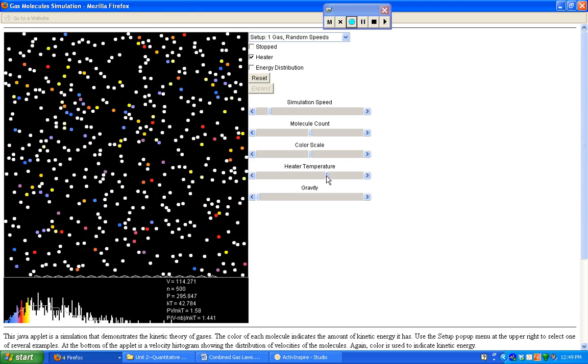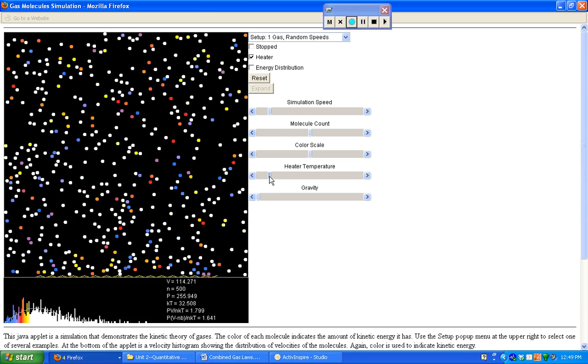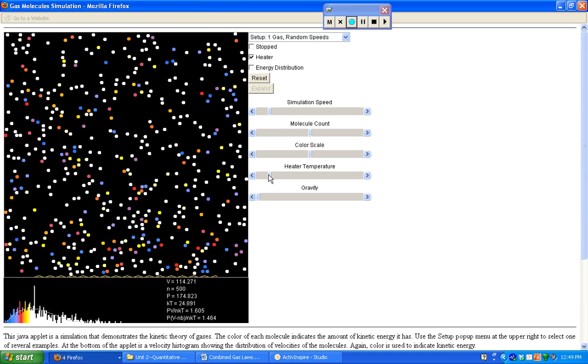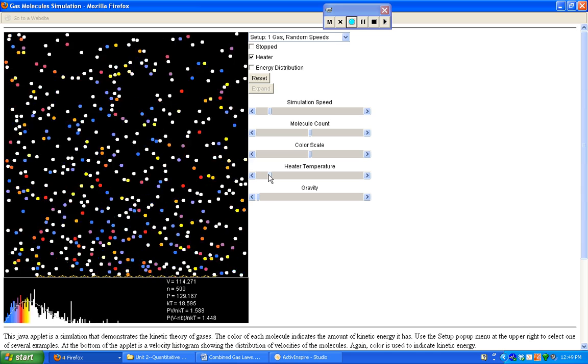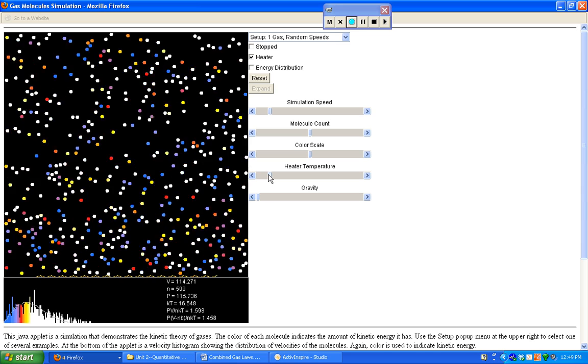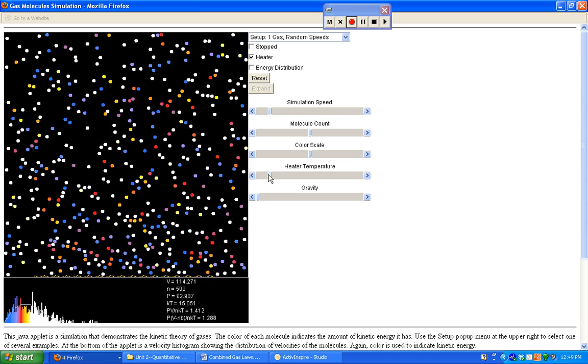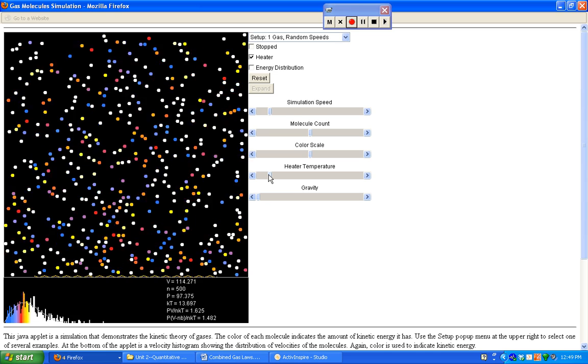Now, if you lower the temperature, you'll see it go in reverse. The molecules will slow down. There will be fewer collisions with the walls of the container. The collisions will be slower, and the pressure in the container will actually go down.